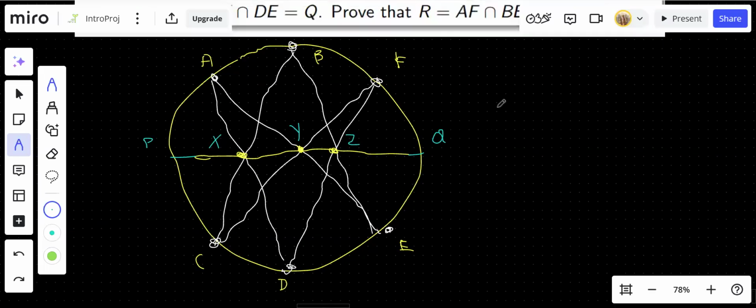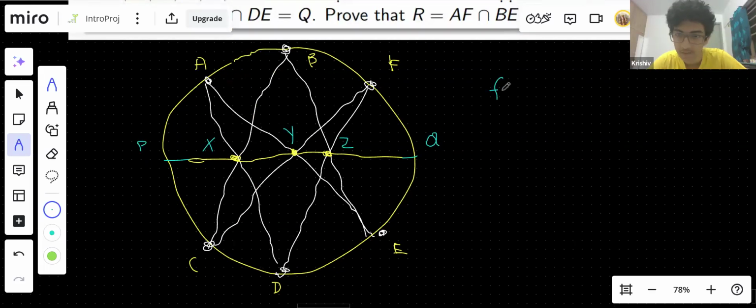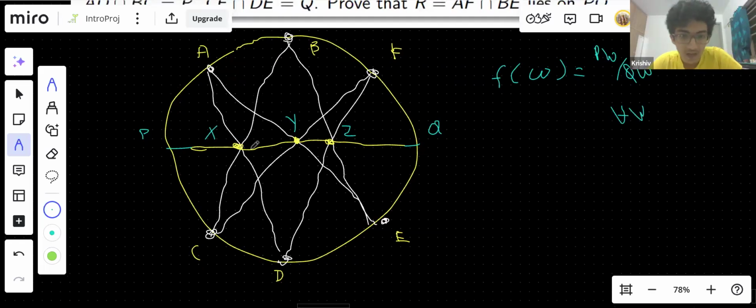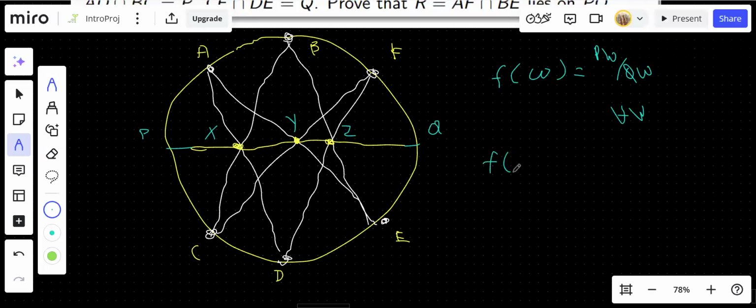PQ. Yeah, PQ. So we'll define f of x now to be... I should probably use a better name. F of w is equal to pw over qw for all points w. I'll just define this. So now, what is f of x? Px upon qx. Yeah, px upon qx.